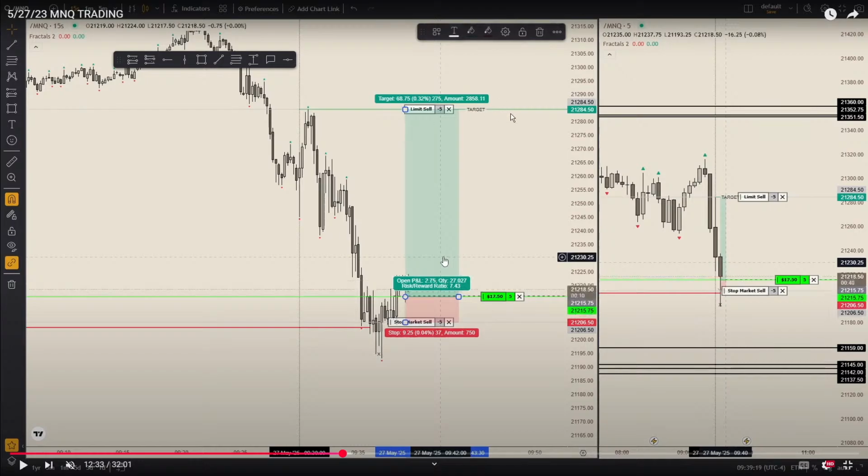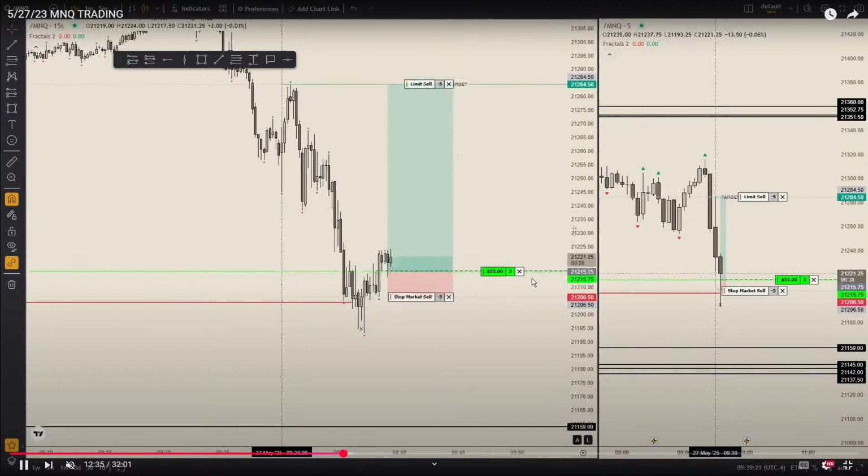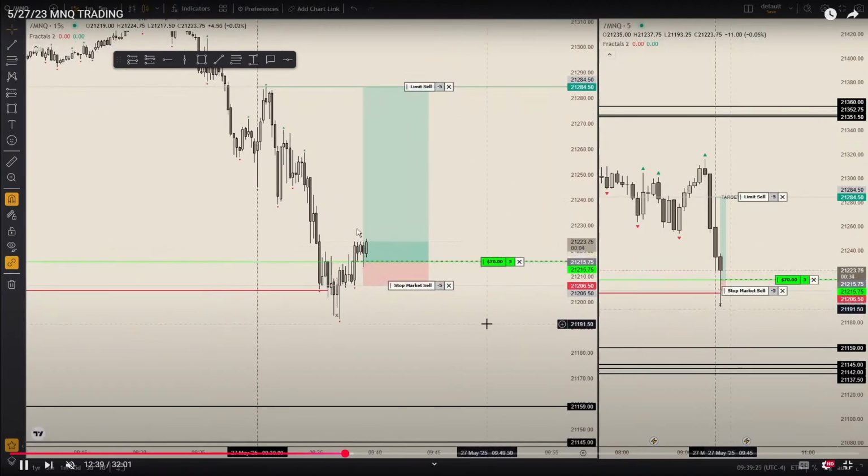Looking up here, the target was 68 points. So I'm trading 5 micros. You can see here, I'm trading 5 micros. This was a $680 target, and I was risking maybe $95. So this was a phenomenal trade. It did have me pretty scared because it was a really tight stop for a really big target.